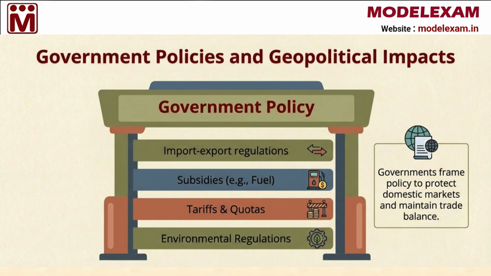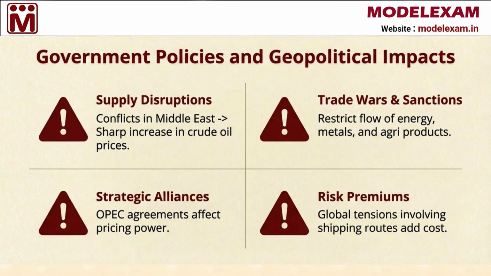Government policy acts as a gatekeeper. Governments frame policies to protect their domestic markets. They do this through import and export regulations, subsidies on things like fuel, tariffs, and environmental regulation. These decisions can artificially change the supply and cost of commodities within a country, regardless of what the global market is doing.